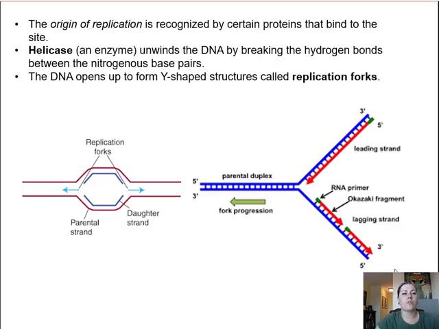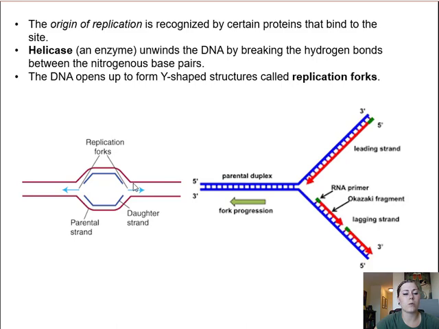Okay, so the origin of replication will be recognized by certain proteins that will bind to the origin of replication site. An enzyme called helicase will then come in and unwind the DNA by breaking down the hydrogen bonds between the nitrogenous base pairs. So this will open up a couple of Y-shaped structures called replication forks. As you can see, both of these illustrations show you a replication fork. This left one shows you kind of where it opens up. So right here would be the origin of replication, right in the middle there.